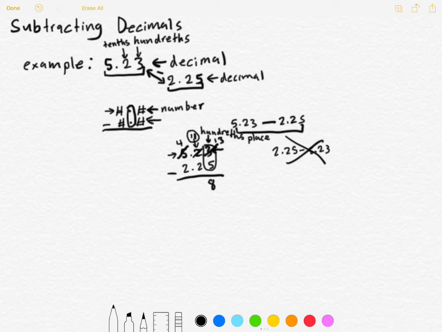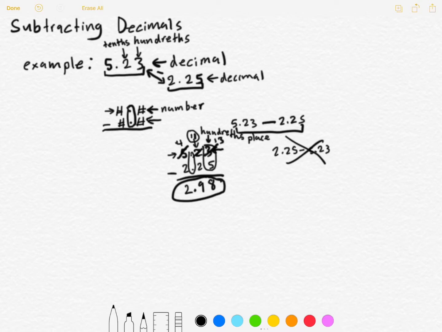11 minus 2 is 9 in the tenths place. Then you put down the decimal point right under the other ones. And then you do 4 minus 2, which is just 2. And so the result is the number 2.98.